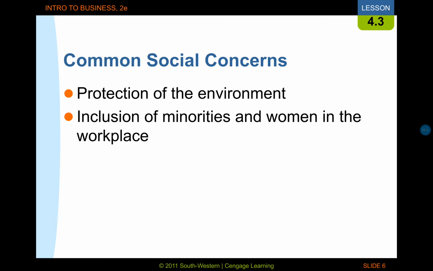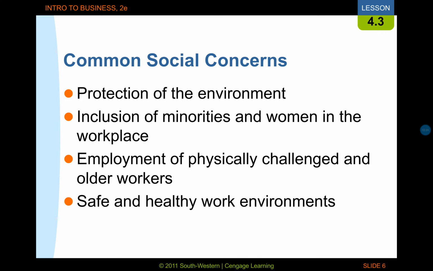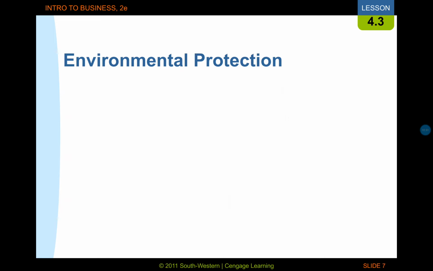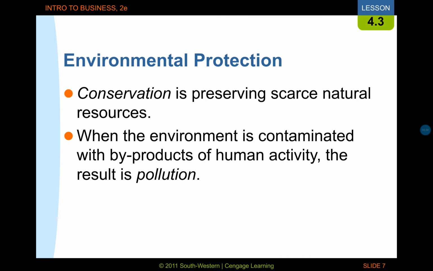Inclusion of minorities and women in the workplace. They also need to employ physically challenged and older workers and provide safe and healthy work environments. Okay, the environmental protection is conservation is preserving scarce natural resources. When the environment is contaminated with byproducts of human activity, the result is pollution.